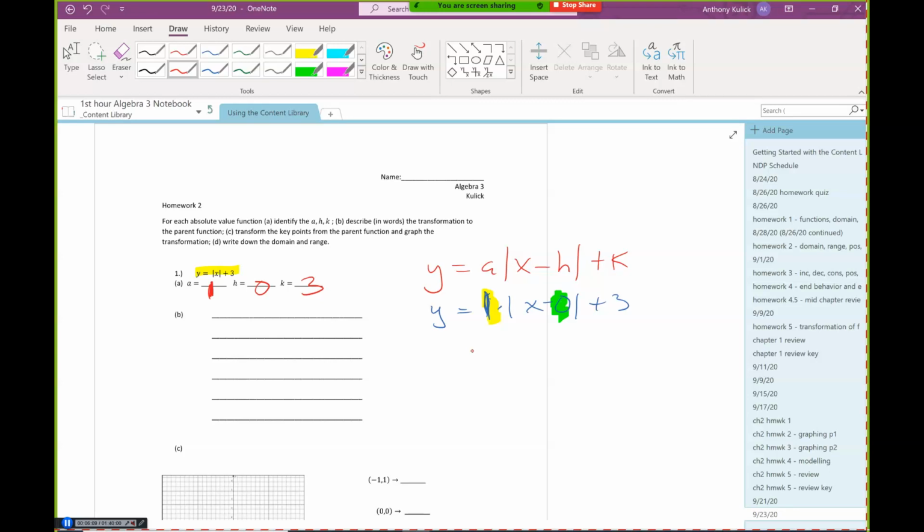To tell if there's a dilation going on, I have to look at the magnitude of A and see if that magnitude is either greater than 1 or less than 1. Well, my magnitude is exactly 1, so there's no dilation that happens either. You could write that down, but you don't have to.